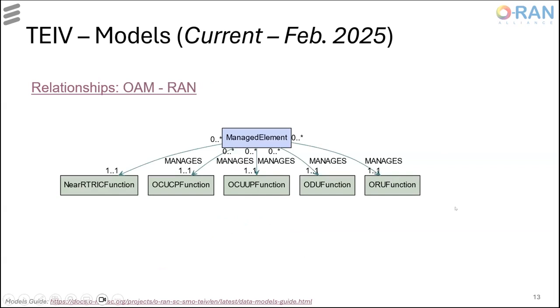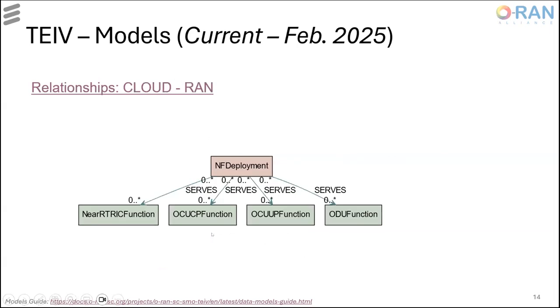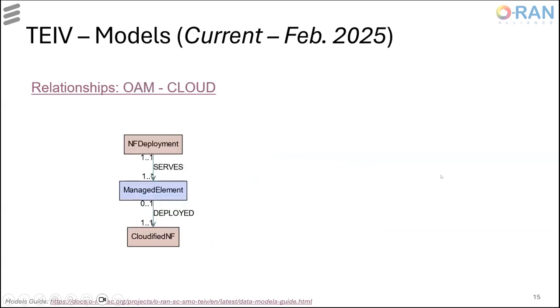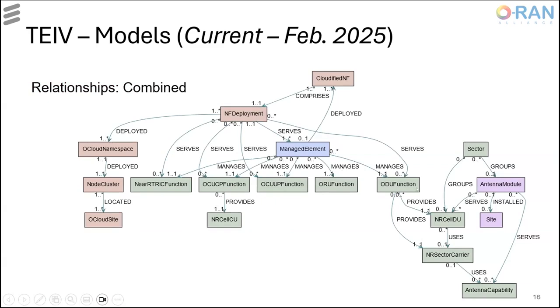This one is probably most interesting to some of you, which links the OAM domain to the RAN domain. So it allows you to figure out what is the managed element responsible for each of these. We also have the cloud to RAN, which tells us which NF deployment serves which of these RAN functions. OAM to cloud then similarly gives you this link between a deployment, a managed element, and a cloudified NF. This is the big picture overall, with everything all merged in together.